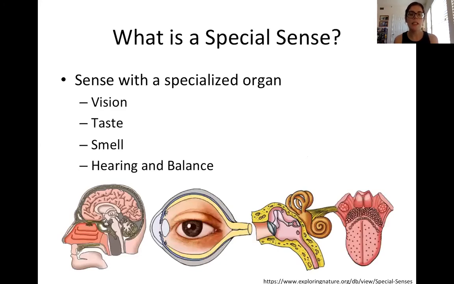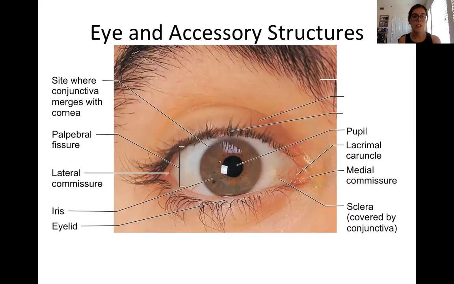A special sense is a sense that has a specialized organ. This is in contrast to a general sense, which is our sense of touch, for example, or pain. Special senses have a special structure for it. So our vision has eyes, taste has the tongue, smell has our nose, hearing and balance have our ear. Start by looking at the eye.